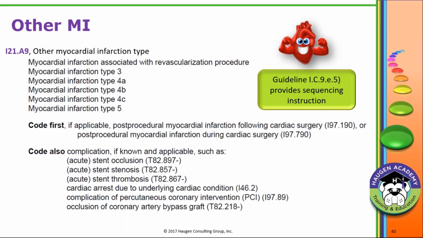Other MI, I21.A9 includes type 3, 4, and 5 MIs. They're so rare, or hopefully should be so rare, that they've been all grouped into one category or one code, and we don't have to code those out separately. There is a guideline about this that provides sequencing instruction if you need that.